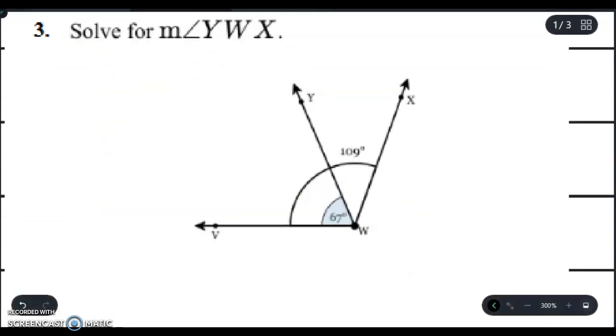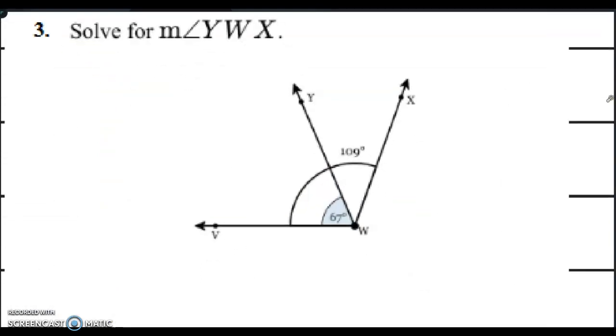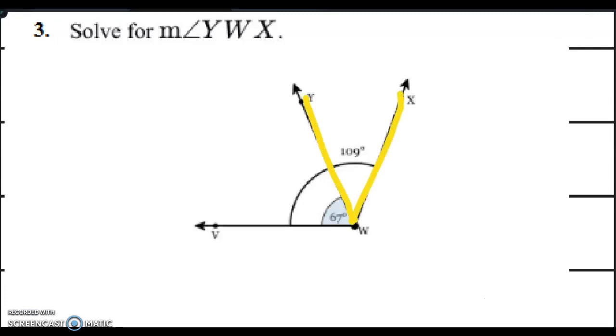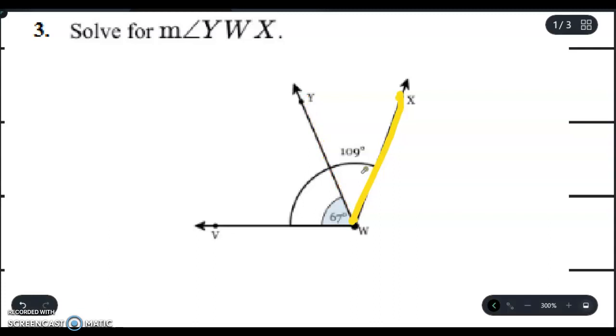Alright, we want the measurement of YWX. YWX. Okay, they want us to find that measurement right there. And it may look like it's 109, but it's not. That 109 is talking about the whole angle. It's talking about VWX. So this whole thing is 109. Okay, but we need to know just this amount here. Well, I know that this is 67 and the whole angle is 109.